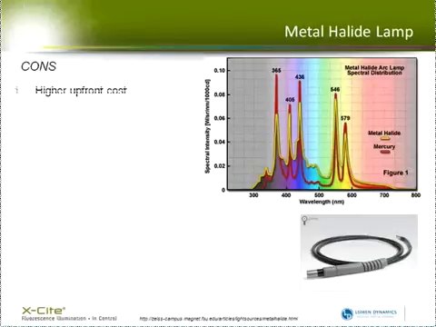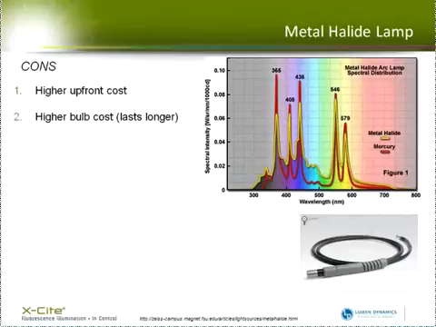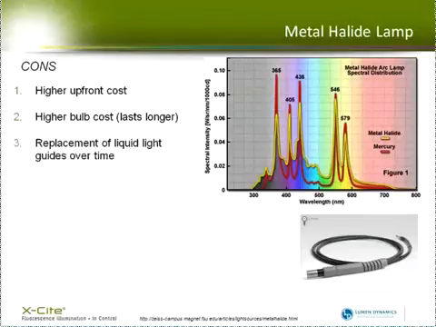So some of the cons, they are more expensive. So if you're buying a mercury lamp, it's going to be more affordable than the metal halide lamp. The bulbs cost more, but they also last longer. So in the long run, the costs may even out. Sometimes the liquid light guides have to be replaced over time. And what we do on our systems is we keep the shutter inside the lamp housing closed when we're not using it for the microscope, so that the light is not going through the liquid light guide unless we're actually imaging on the microscope, and that helps prolong the life of the liquid light guides.